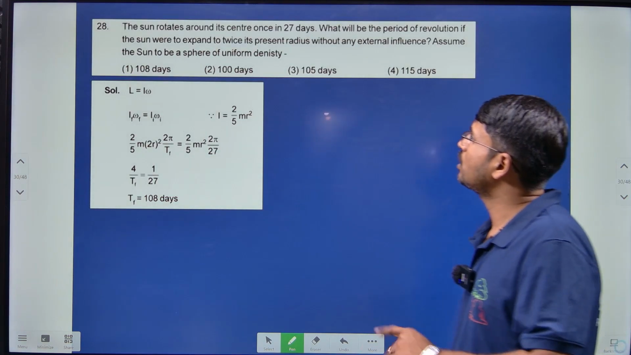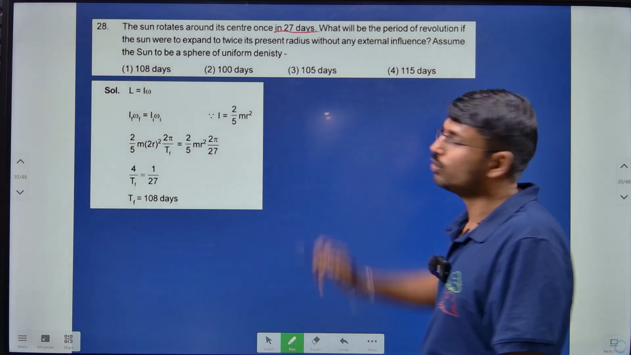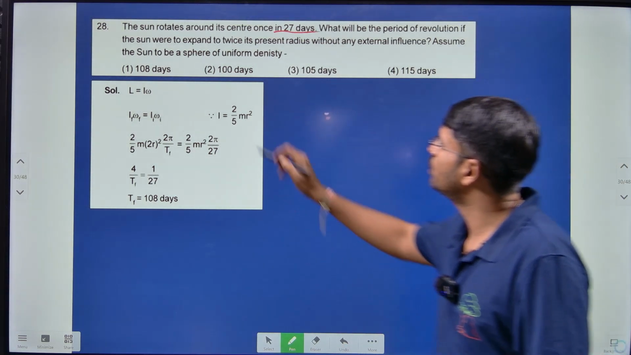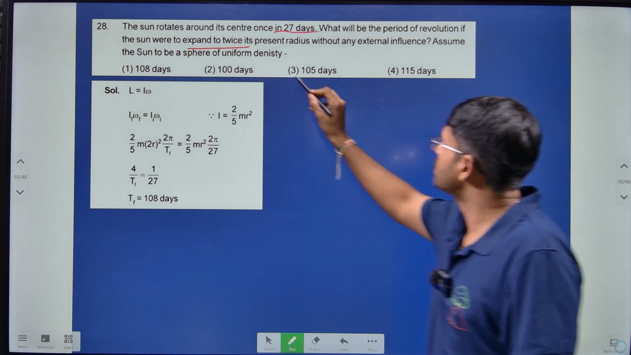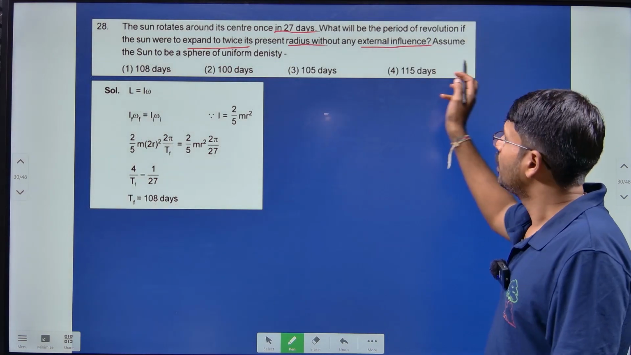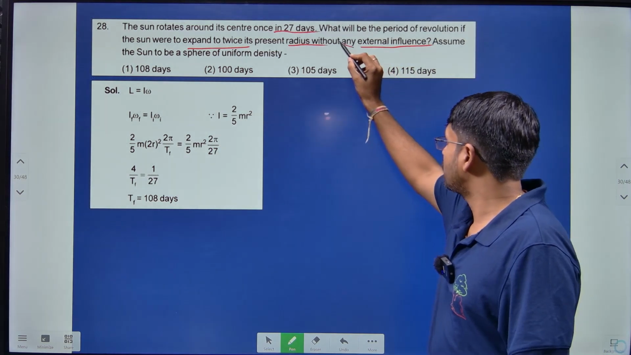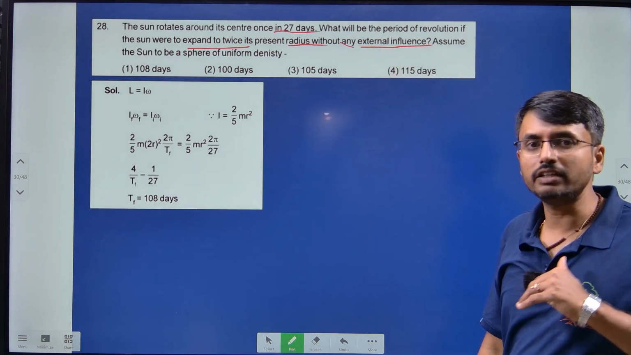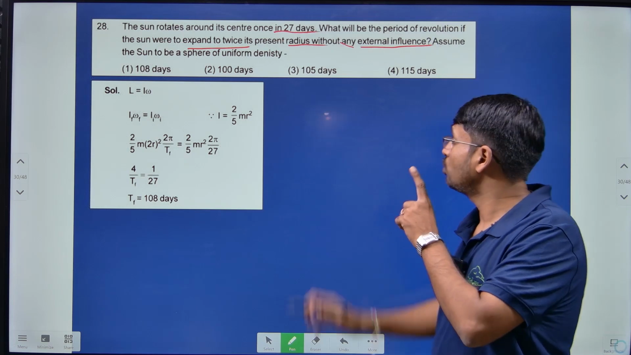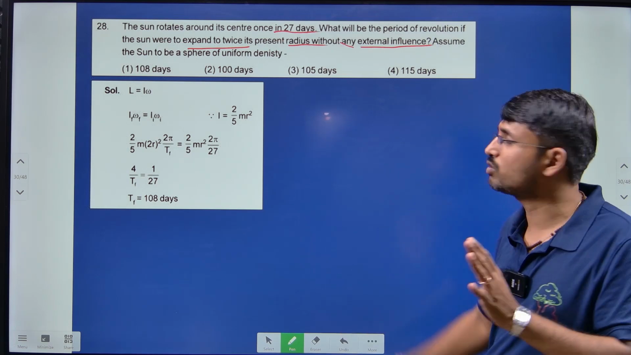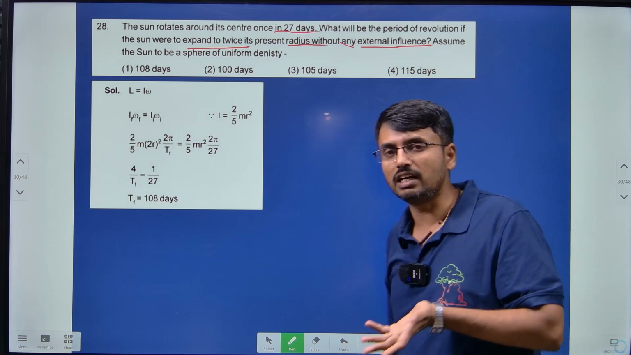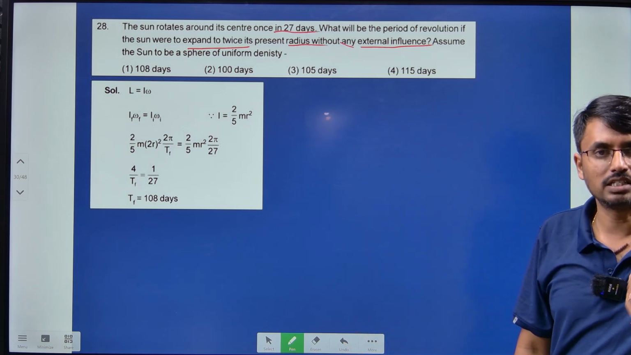The sun rotates around its center once in 27 days. What will be the period of revolution if the sun were to expand to twice its present radius without any external influence? See why they have given this: whenever we have an external influence, we will have a torque. Here they have told us there will be no external influence, so the torque will be 0.